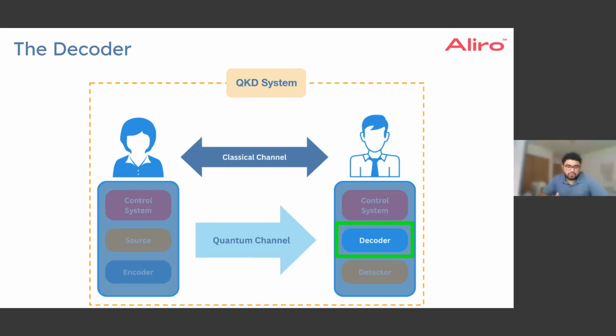As I mentioned, the quantum channel in our case is free space. Those three states, all L, R, and H, are all sent through free space to Bob.